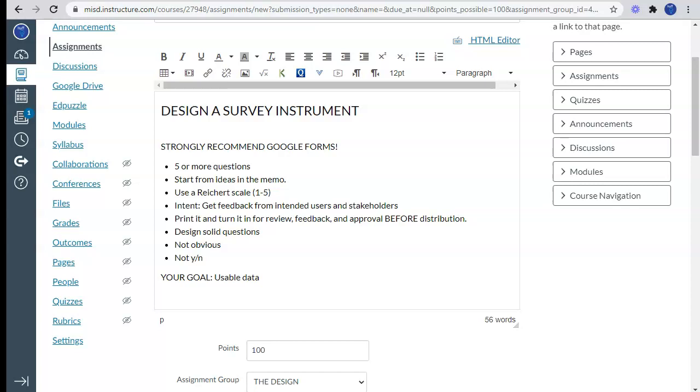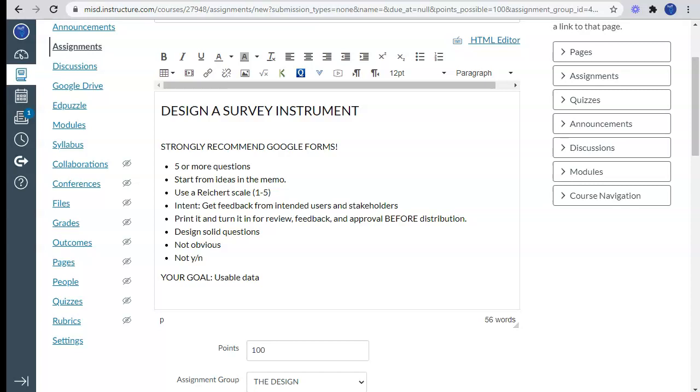So it needs to be 5 or more questions. And you can start from the ideas in your memo and your parameters list. You can use a Likert scale. I'll show you why that is helpful in just a moment. And then your intent is to get feedback from the intended users and stakeholders.